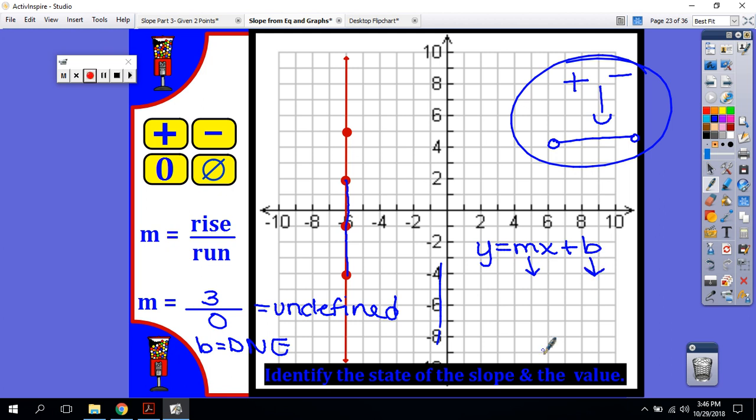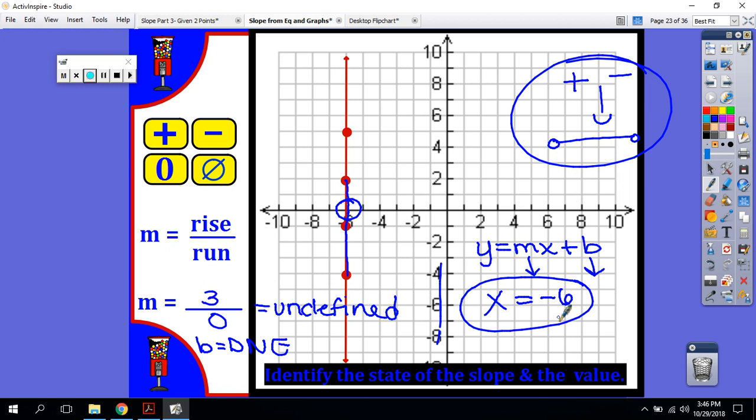So let's see, this red line, what does it cross? It crosses the x-axis at -6. So it crosses the x at -6. Does it cross the y-axis? So there's no y in our equation. There's only an x because it crosses the x-axis at -6. So the equation is just x equals -6.